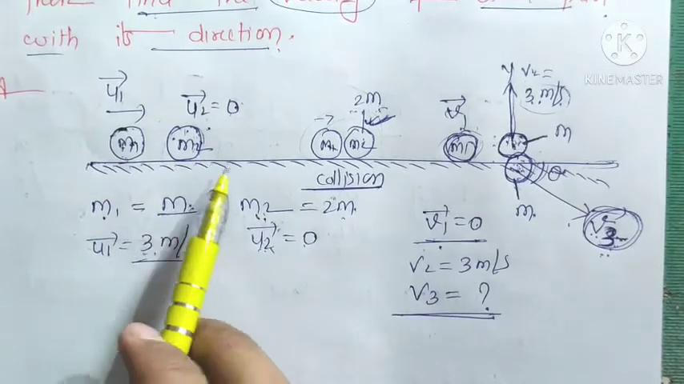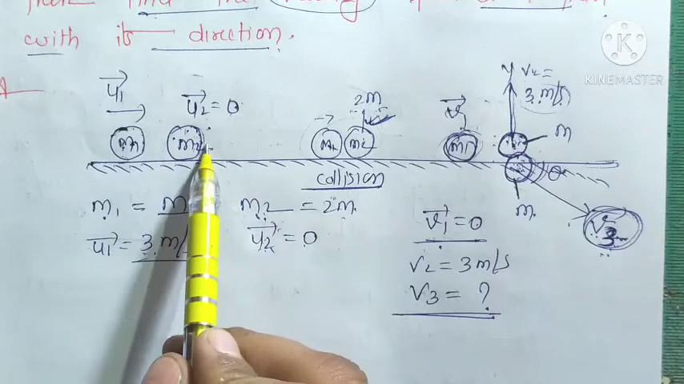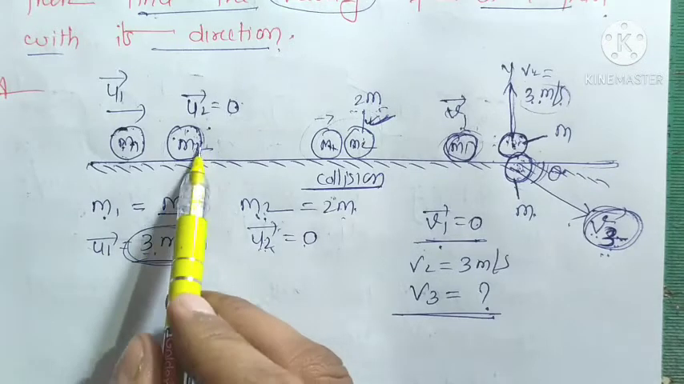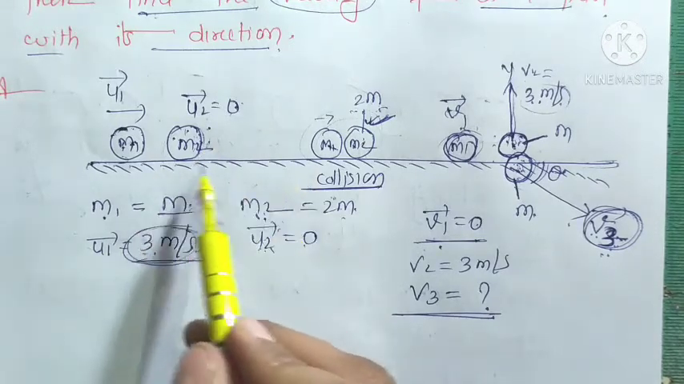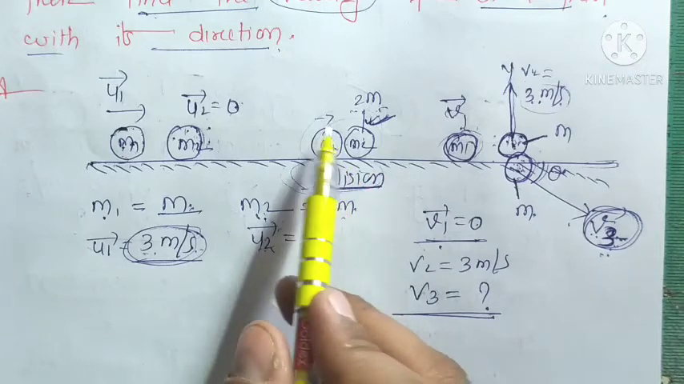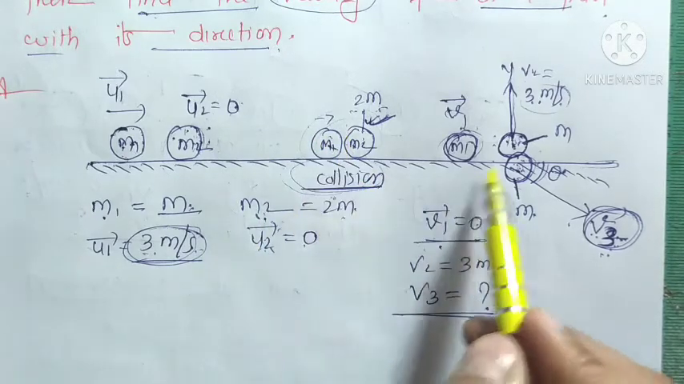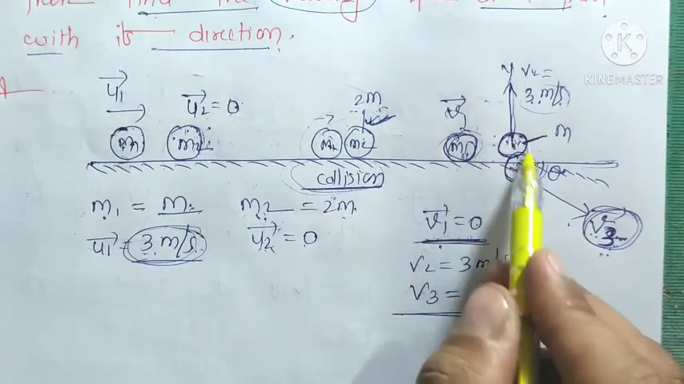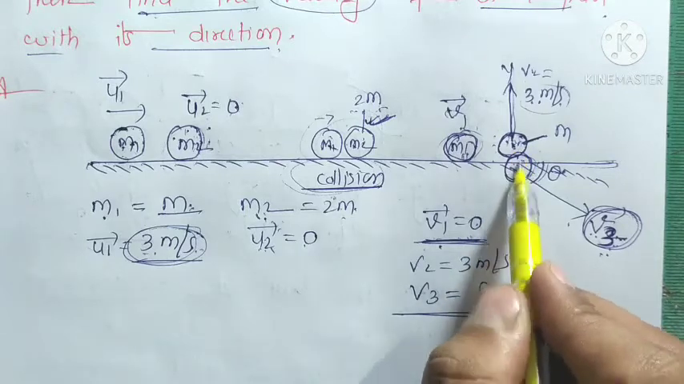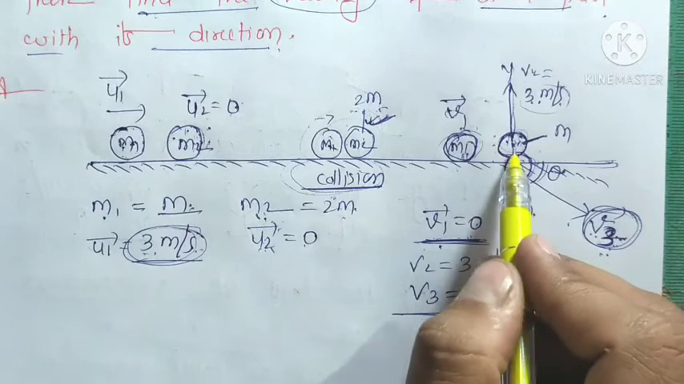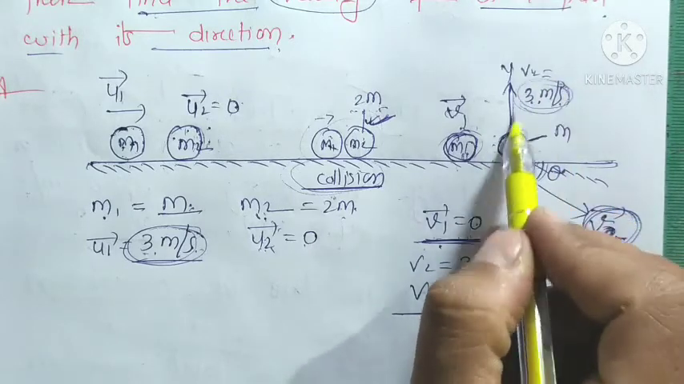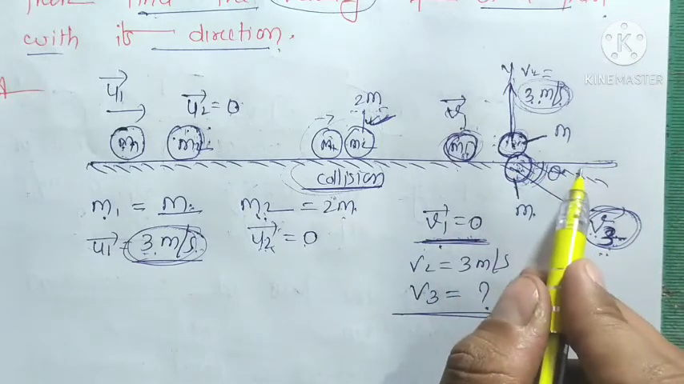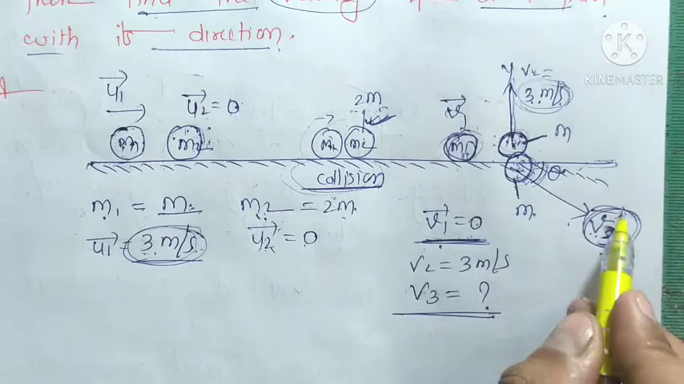So I repeat again what we do here. There are two balls on a horizontal surface, of which the first ball is moving with velocity 3 meter per second and the second ball is at rest. When the first ball hits the second ball, the first ball comes to rest, so v1 is equal to 0. The second ball splits into two equal parts with the same mass. The first part moves with velocity 3 meter per second along the y direction, and the second part moves with velocity v3, which makes an angle theta with the horizontal. We have to find this velocity v3.